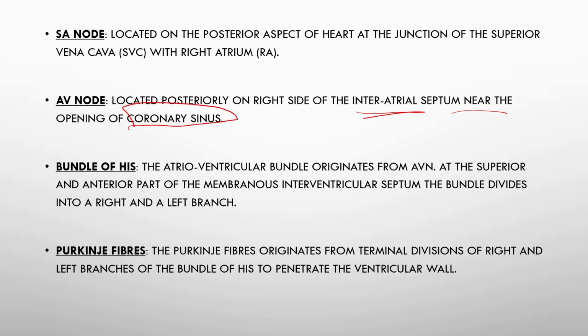Next comes the bundle of His. The AV bundle originates from the AV node. At the superior and anterior part of the membranous interventricular septum, the bundle divides into right and left branch. And lastly, we have the Purkinje fibers. What are they? Purkinje fibers originate from the terminal divisions of right and left branches of the bundle of His. Means the Purkinje fibers itself develop from bundle of His. It helps to penetrate the ventricular wall. Hope these are clear to you guys.